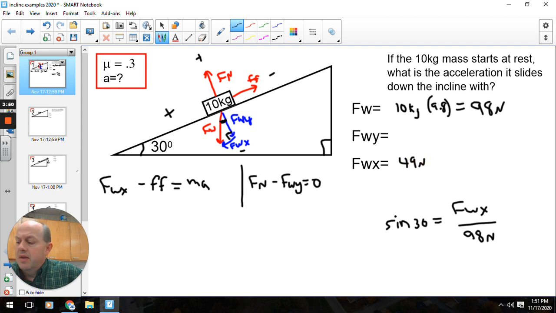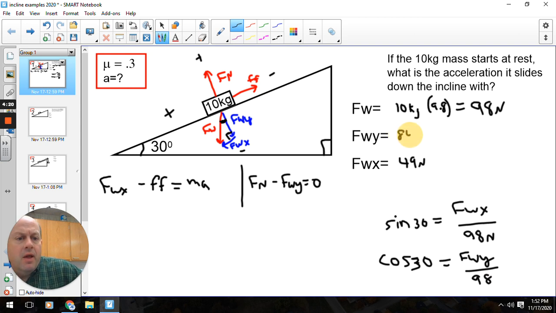And then for force weight y, so that's going to be cosine 30, it's just going to be adjacent over the hypotenuse. So cosine 30 equals force weight y over our hypotenuse of 98. So when we solve for force weight y, we're going to get 84.9. You do need to make sure that you are in degree mode, not radians.